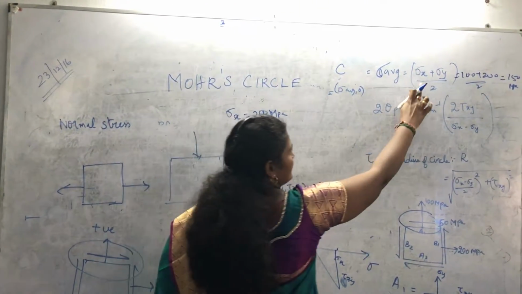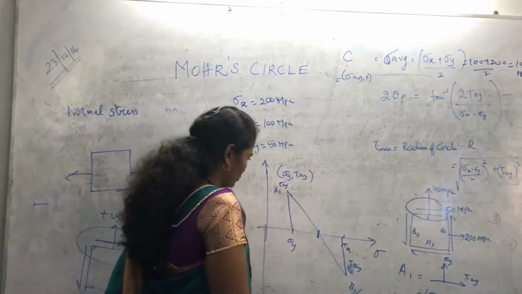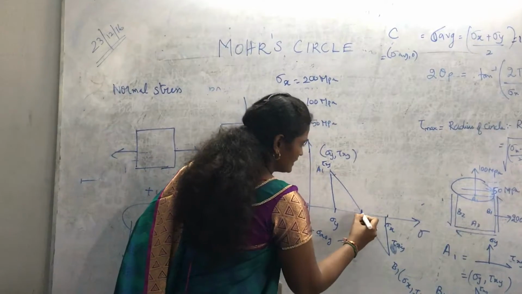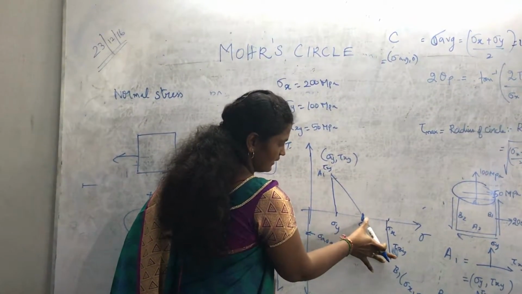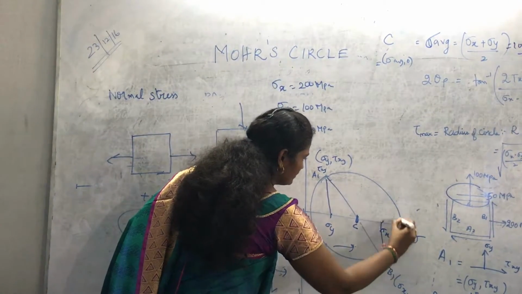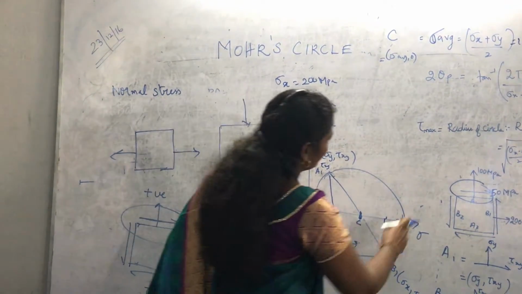The sigma average is nothing but sigma x plus sigma y divided by 2. So we have to locate the sigma average. With this as the center and this as the radius, you have to construct the Mohr circle. This is the Mohr circle. So this is nothing but the tau max.